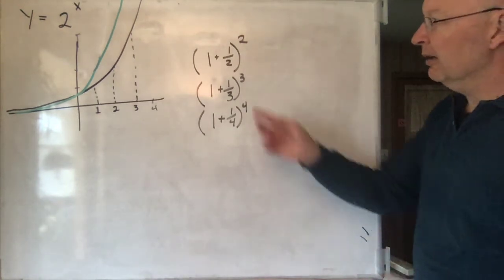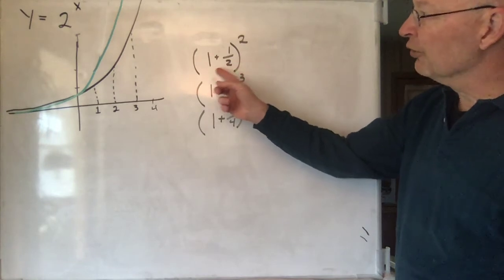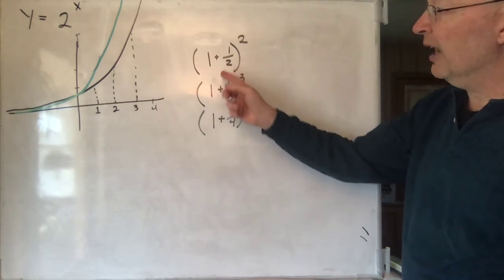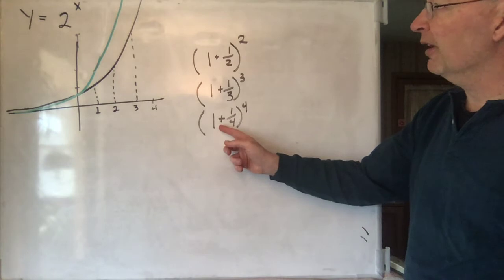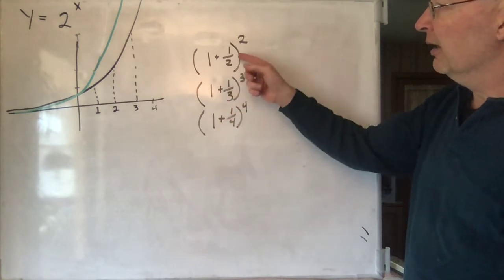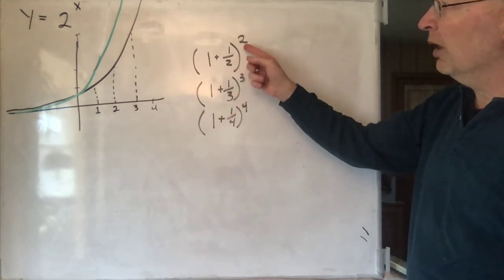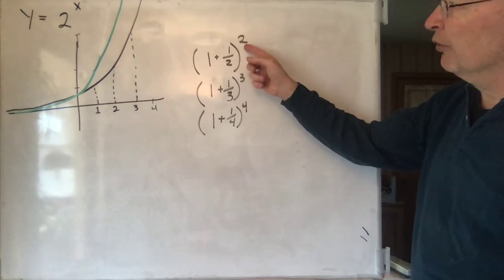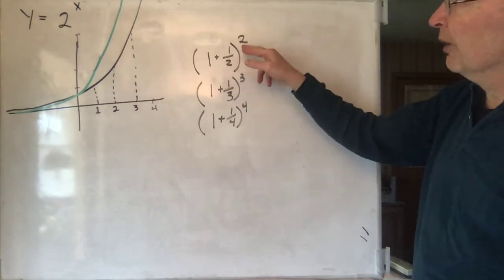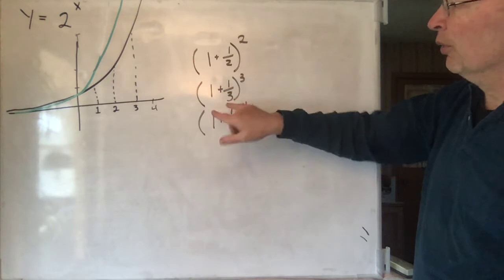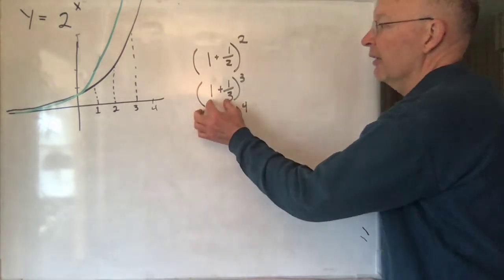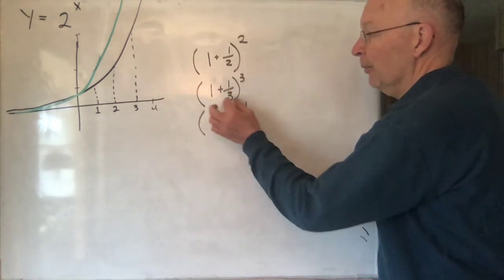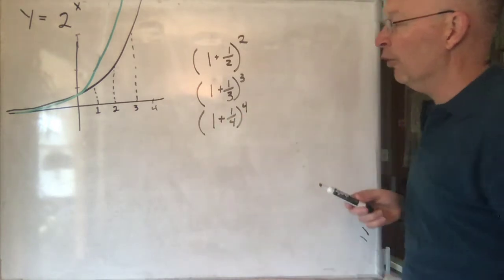On the one hand, this is a larger number. 1 plus 1/2 is 3/2. That's bigger than this, which is bigger than this. On the other hand, if you take any number greater than 1 and raise it to higher and higher powers, you make it bigger. So this particular number you're squaring. This number, which is smaller inside here, you're cubing it. And this number, which is still smaller, you're taking it to the 4th power.